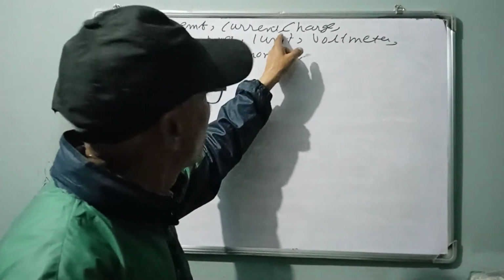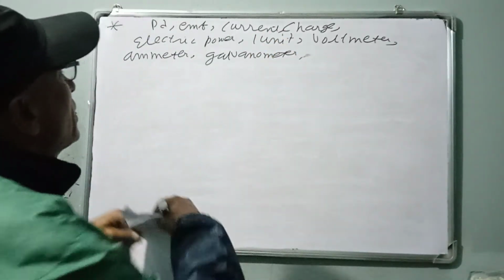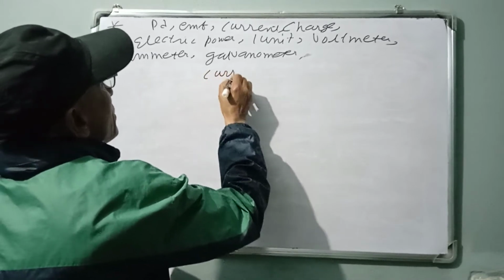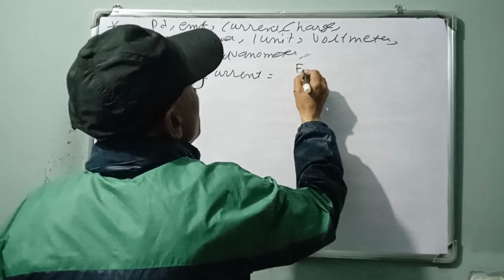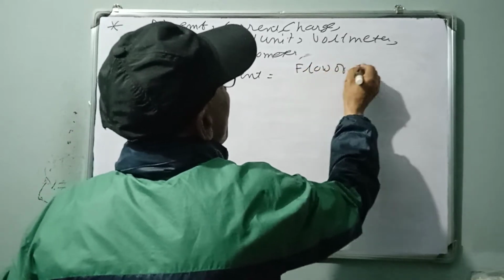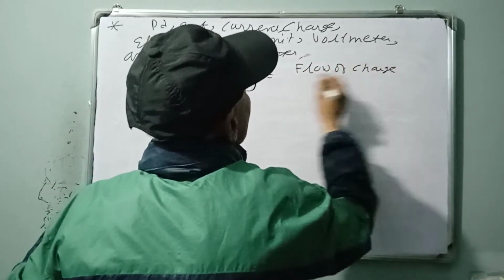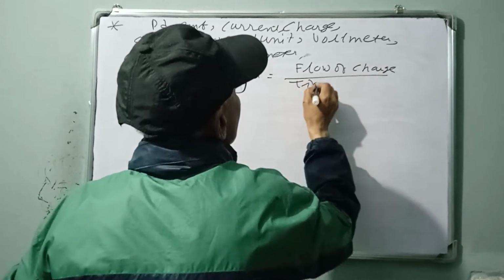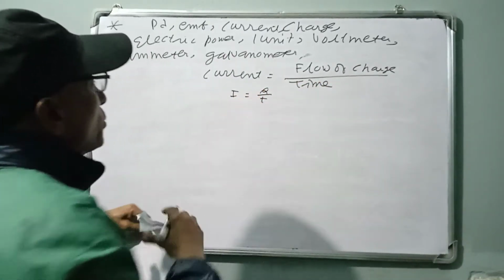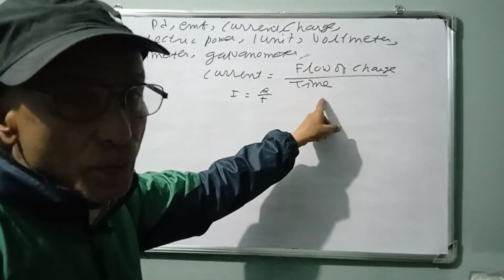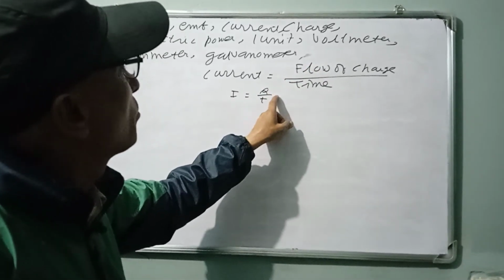Current, what is current? Rate of flow of charge. Actually, current is defined as the flow of charge per unit time taken, I equals Q by T. So current is the rate of flow of charge, or charge flowing per unit time.